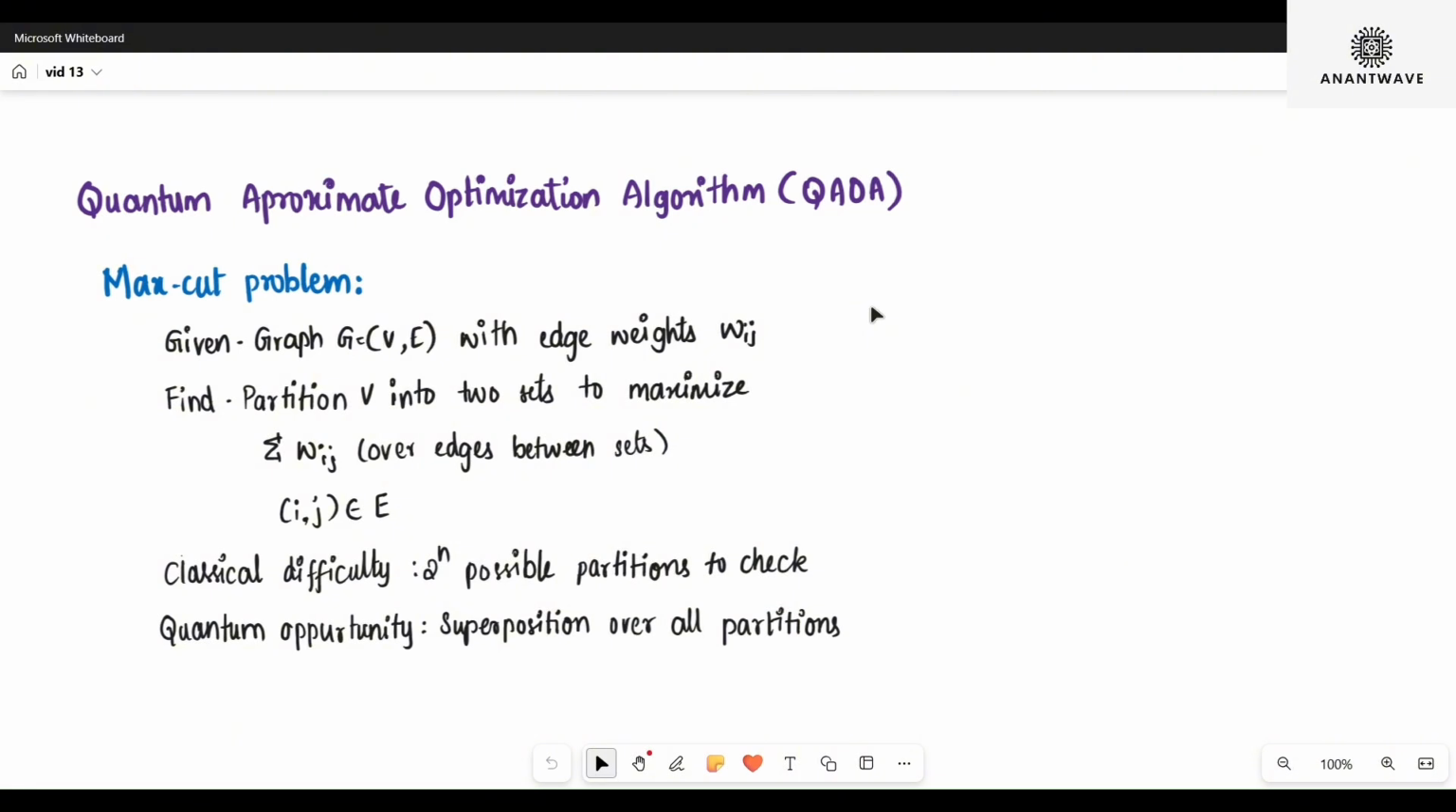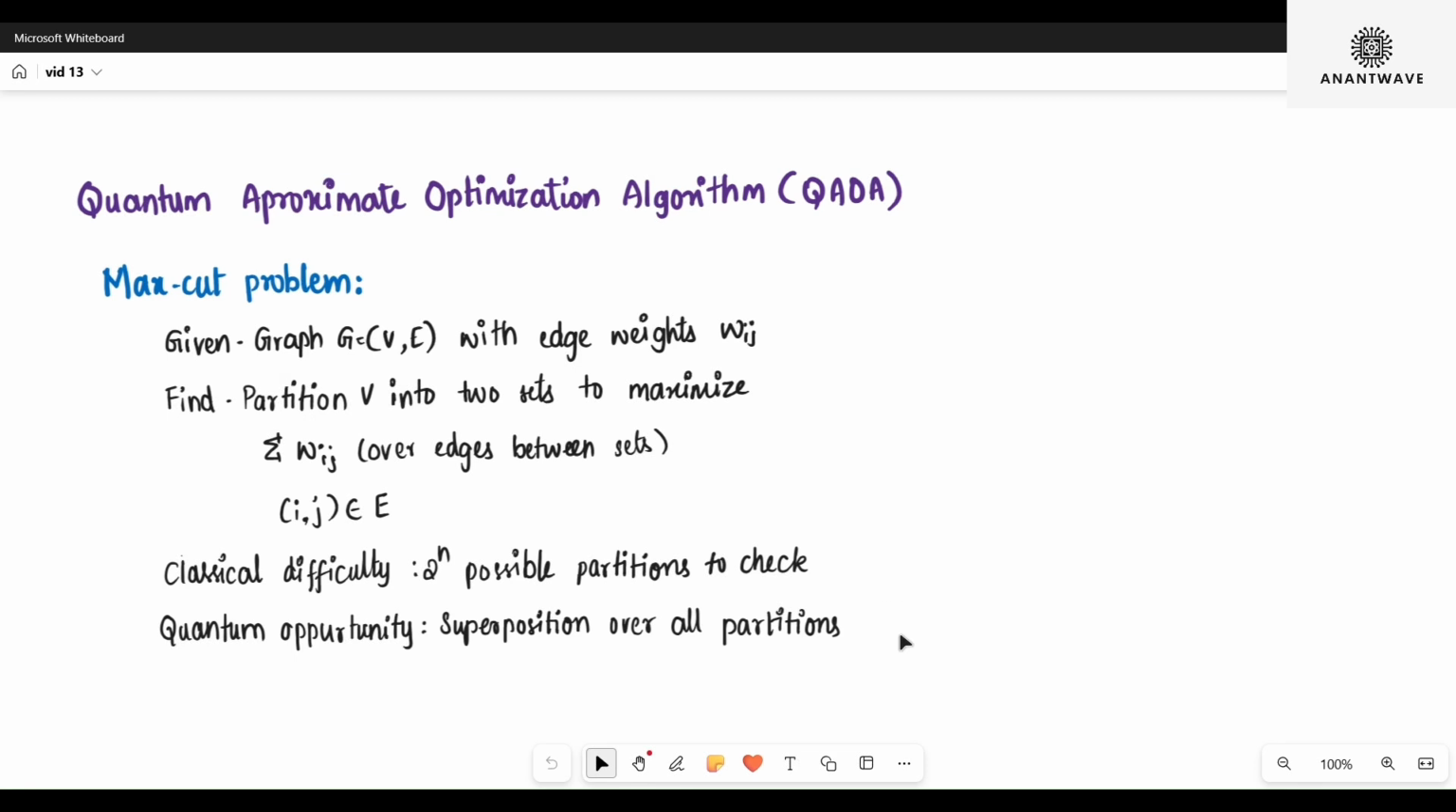Let's talk about QAOA, the quantum approximate optimization algorithm. This is a powerful quantum algorithm designed to tackle NP-hard optimization problems, the kind of problems where classical computers struggle to find solutions efficiently. To understand QAOA better, let's take a classical example, the max cut problem. We are given a graph, basically a set of nodes and edges with weights. The task is to divide the nodes into two groups such that the total weight of the edges between the two groups is as large as possible. But here's the catch. There are 2^n possible ways to split the nodes. That's exponential. So trying every possibility one by one is not feasible for large graphs.